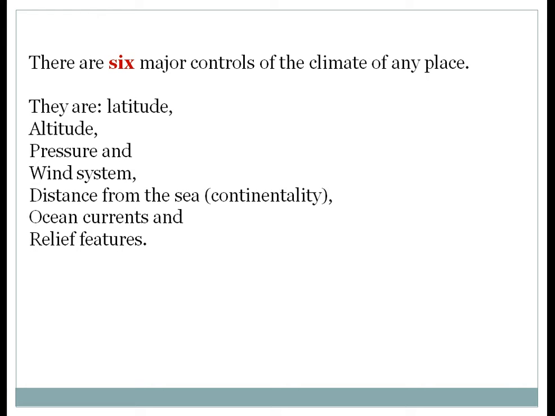Next, the factors that are affecting the climate of a place are called controls. So we are going to understand about the 6 major controls of the climate of any place. So what are they? They are represented on the slide: latitude, altitude, pressure, wind system, distance from the sea, ocean current, and relief feature. So one by one we are going to understand these points.